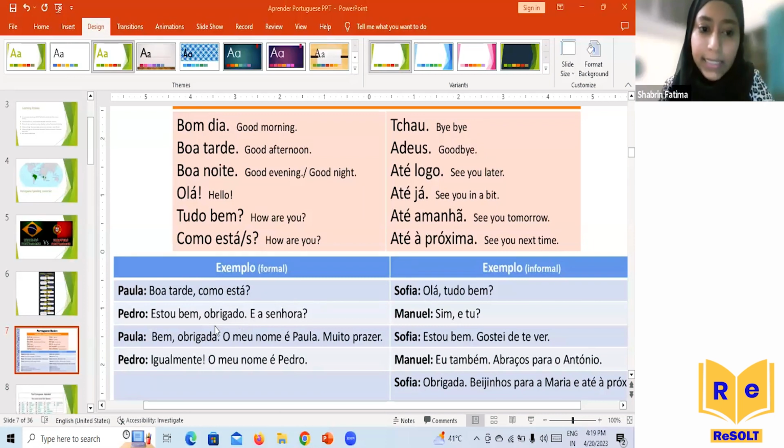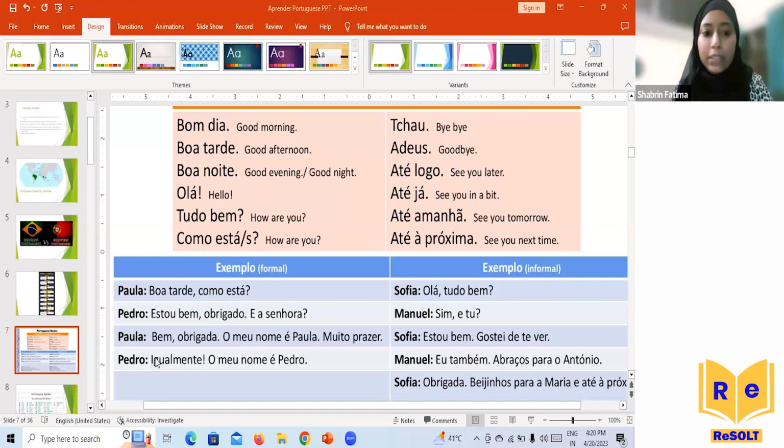The sentence is estou bem, obrigado, e a senhora, meaning and how are you, madam? So you can see here we are using senhora. This is quite formal. The answer from Paula is bem, obrigada. Paula is a female, so she says obrigada. Obrigada is thank you. O meu nome é Paula means my name is Paula. Muito prazer means nice to meet you, or much pleasure.